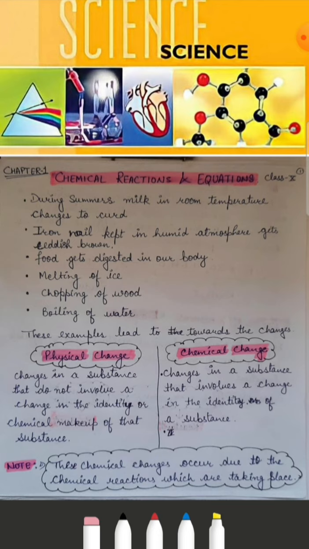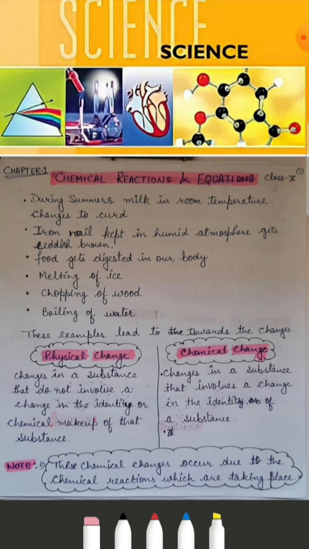The physical changes in a substance do not involve change in the identity or chemical makeup of that substance, which means the substance is changing but chemically it is not changing. The identity of the substance will remain the same. And chemical changes involve a substance that changes and its identity changes to a new substance. Basically, a substance which we have taken changes to some other new substance.